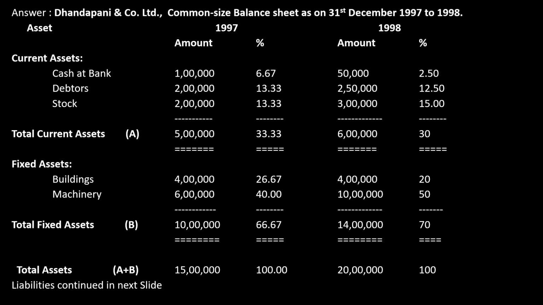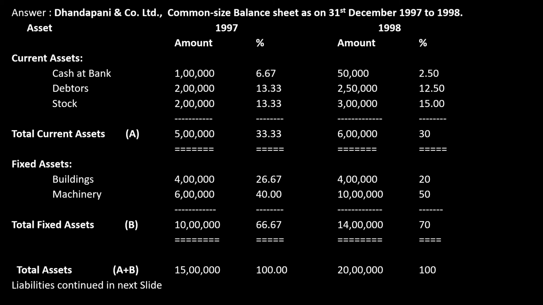Now for 1998 the total is changed to 20 lakh. I'll divide everything by 20 lakh into 100. For example, the first item is cash in bank, 50,000 by 20 lakh into 100, which will give me 2.5%. Is it clear? Any doubt? The same way for debtors for 1998, 2 lakh 50,000 divided by 20 lakh into 100 will give me 12.5%.